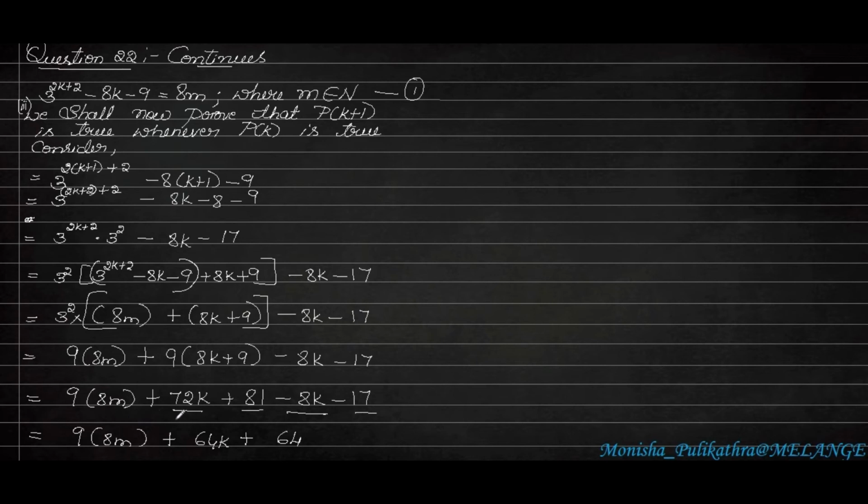Now if we take 8 as common, because 64 and 8 are all divisible by 8, so here I can take 8 common. Okay, so if I take 8 common, the remaining will be 9m plus 8k plus 8, since 8 8s are 64. So this is remaining. So if I divide it throughout by 8, we can divide it easily. So this whole term is divisible by 8, right?